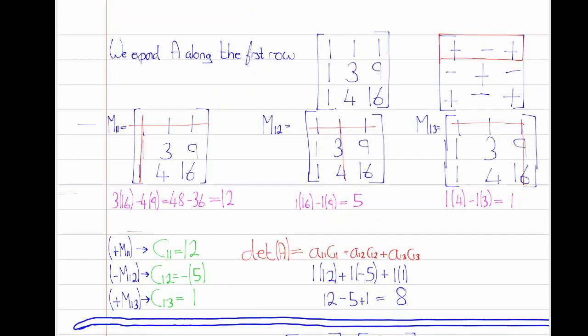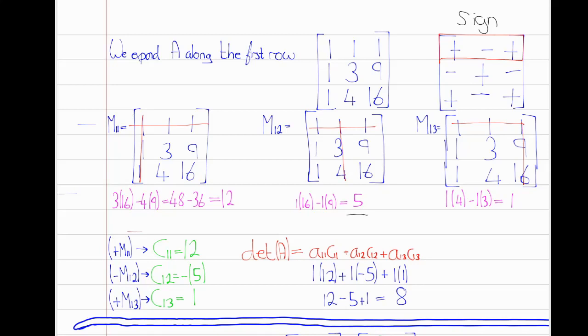Let's have a look at this matrix here. This matrix is 1, 1, 1, 1, 3, 9, 1, 4, 16. We've dealt with this before. Over here, this is the sign matrix for that particular matrix. The minor here, 3, 9, 4, 16. We're going to find the determinant of this. The determinant of that is 3 times 16 minus 9 times 4. That's going to give us 12. M12, so we're going to remove row 1 and column 2. We're left with a matrix 1, 1, 9, 16 here. 1 times 16 minus 9 times 1 is going to give you 5.